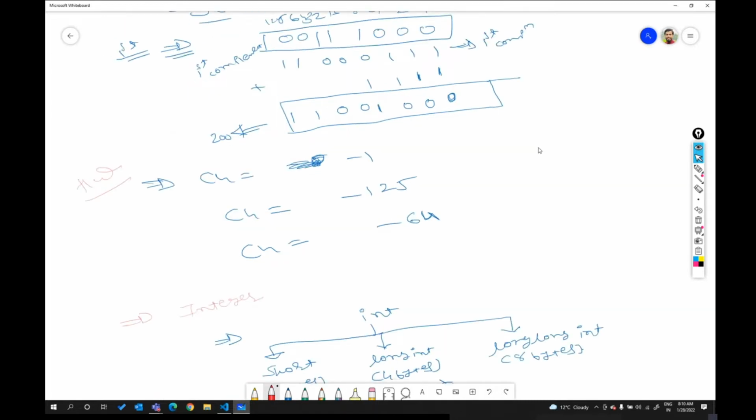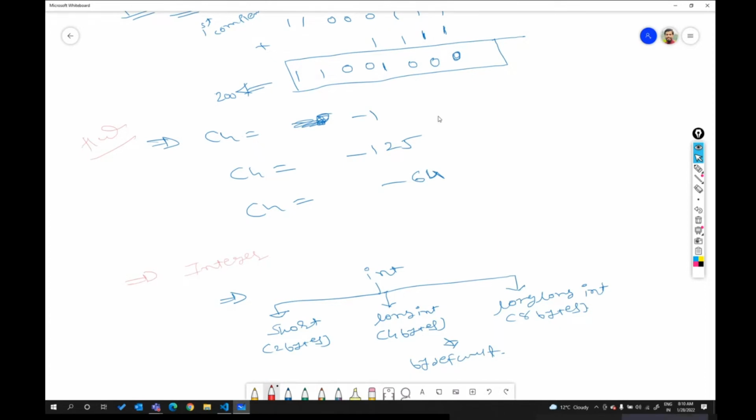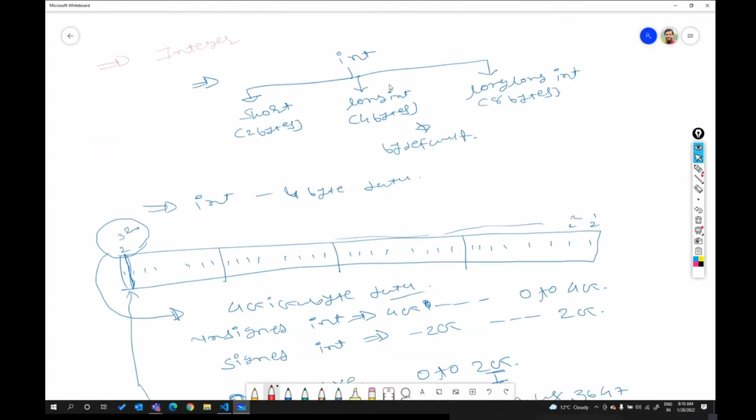So you have completed this homework. Yes. Next is the integer. Integer comes in the form of short integer, long integer, and long long integer. Short integer stores only 2 bytes of data. Long integer will store 4 bytes of data, and long long will store 8 bytes of data.